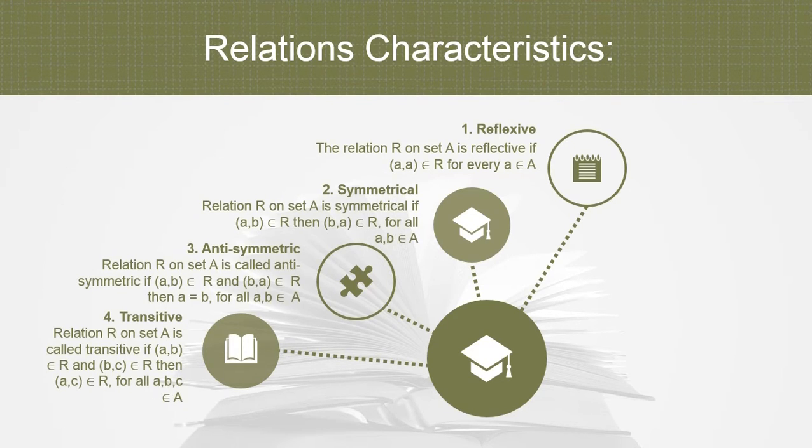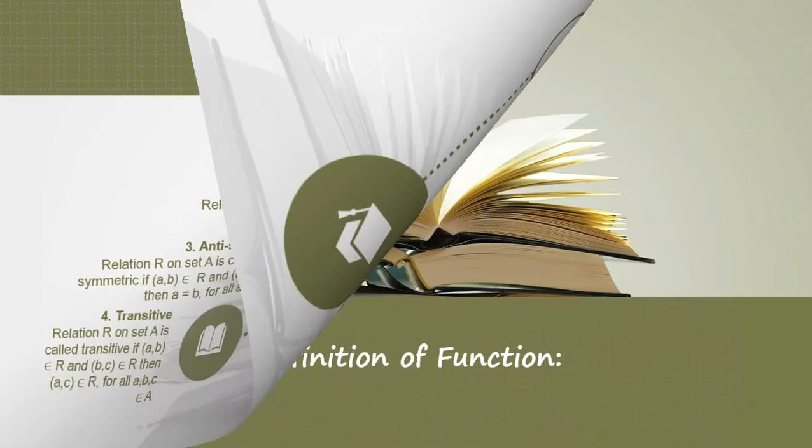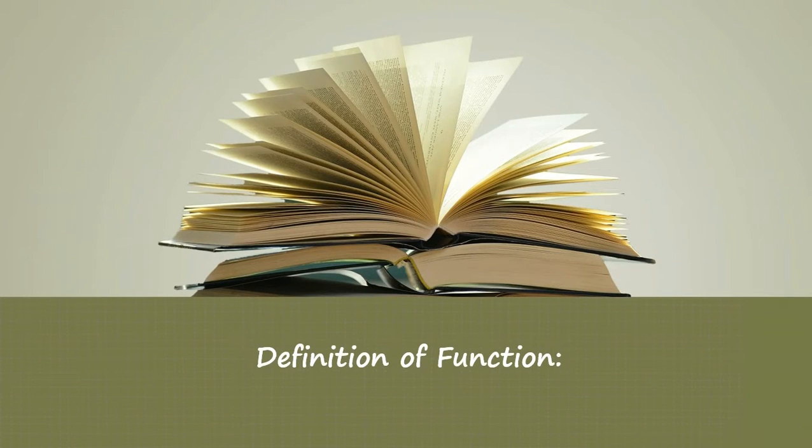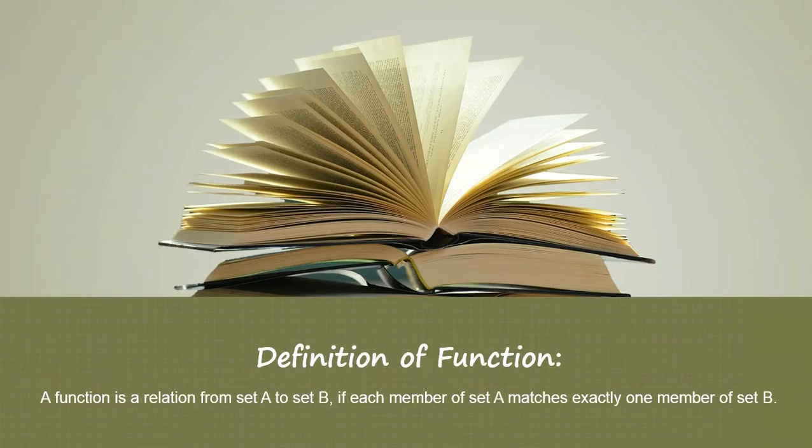Okay, now about function. The definition of functions. A function is a relation from set A to set B if each member of set A matches exactly one member of set B. All members of set A, or area of origin, are called the domain, while all members of set B, or the friend region, are called the codomain. The result of the mapping between domain and codomain is called the function range or result area.